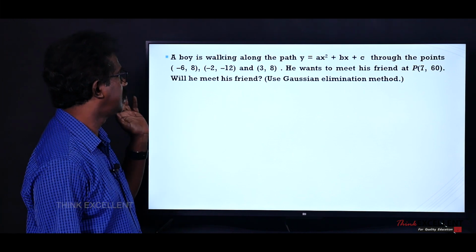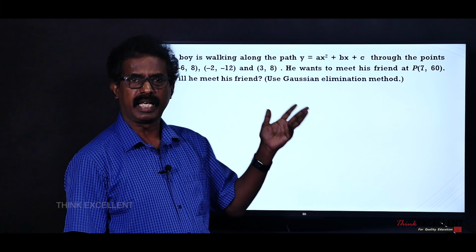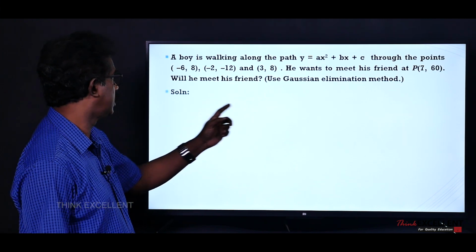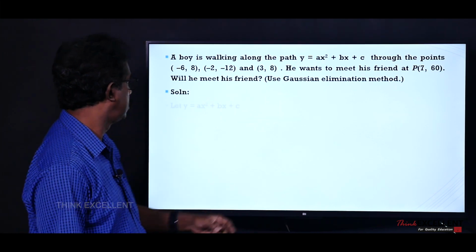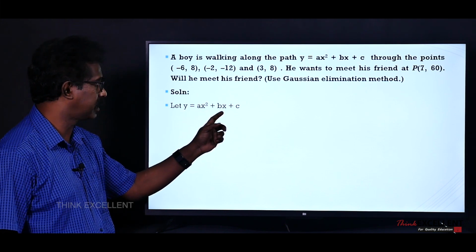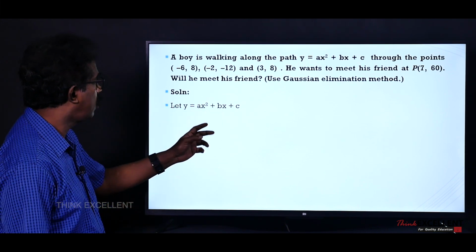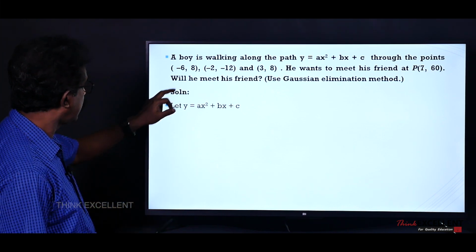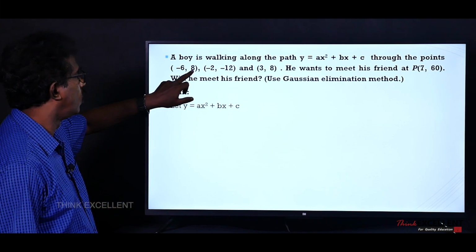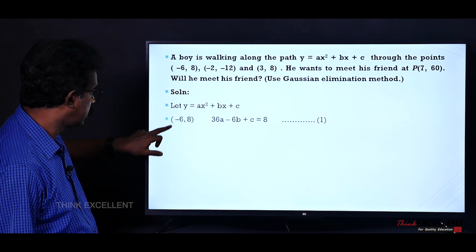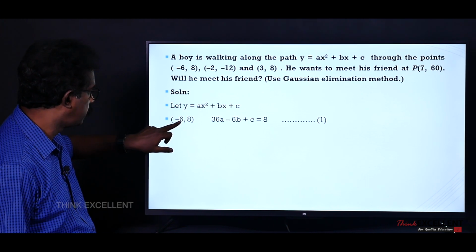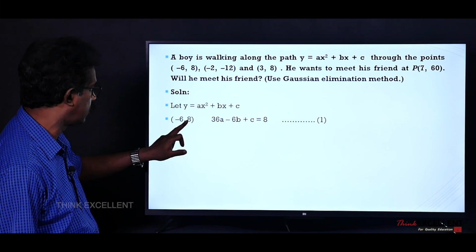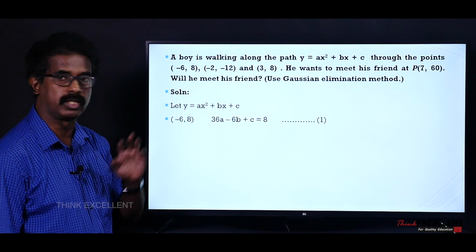Okay, now listen. We want three equations. For that, make use of these points one by one. So this is the given equation y equal to ax square plus bx plus c. This curve passes through minus 6 comma 8. So for x you put minus 6, y you put 8. For x you put minus 6, so minus 6 square, 36a, right? Like that you substitute, and y value 8, first equation.